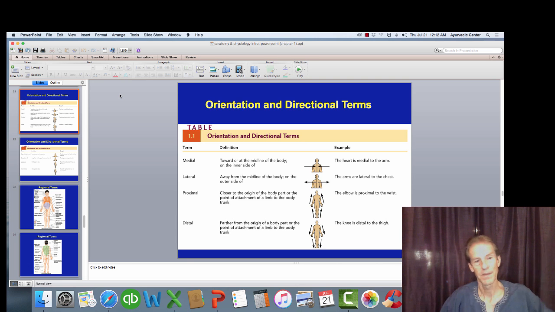Proximal refers to the origin of the body part, or the point of attachment. So the proximal part of the arm would be here where it attaches to the trunk. Distal refers to the farther or more distant part of the body, so toward the fingers, the end points. So examples: the heart is medial to the arm. The arms are lateral to the chest. The elbow is proximal to the wrist, and the knee is distal to the thigh.